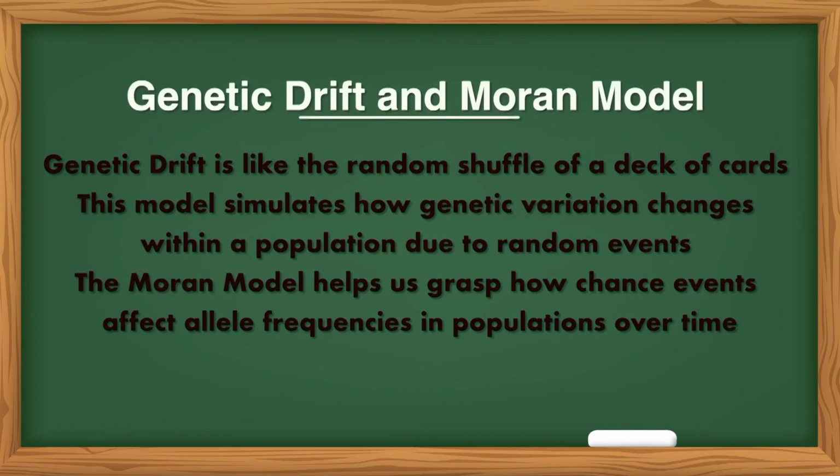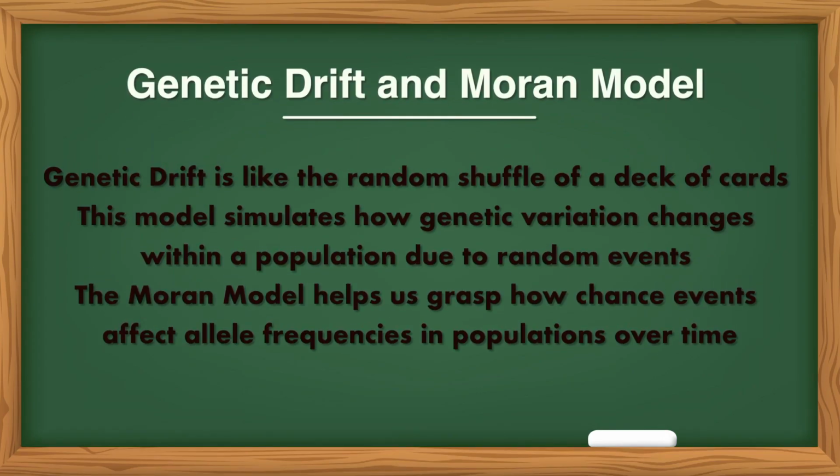One widely used mathematical model to understand genetic drift is the Moran model. This model simulates how genetic variation changes within a population due to random effects. It is like playing a game where we randomly select individuals and decide whether they pass on their traits to the next generation or not. The Moran model helps us visualize the chance events by which allelic frequencies in a population change over time.